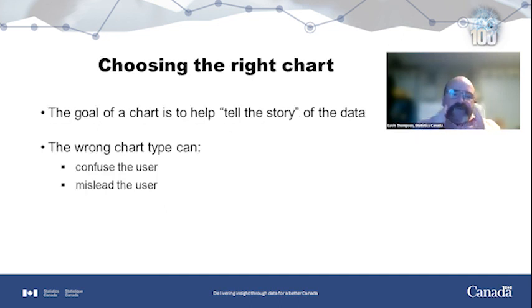It's very important to choose the right type of chart. The goal of a chart is to help to tell the story of the data. Ideally, this is what we're trying to do. I hope no one's using charts to try to confuse people. We're going to see examples of that when we get into the bad math later. But wrong charts can confuse the user, and it can also mislead the user.